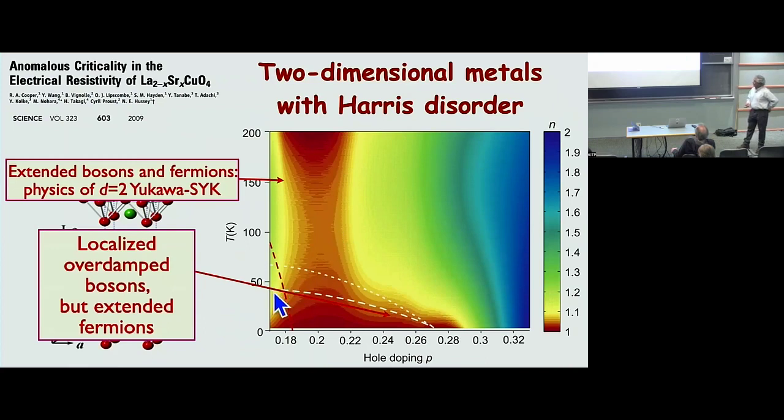More interesting, and I think worth studying much more, where we have less analytical control, is what's happening down here, where you have these Griffiths effects from localized bosons. Maybe experimentally also seeing these localized bosons would be very helpful, assuming they're there, in understanding what's going on better. Thank you.